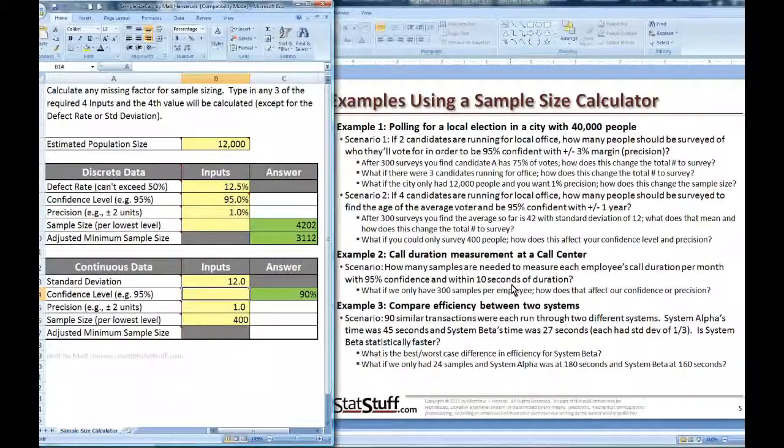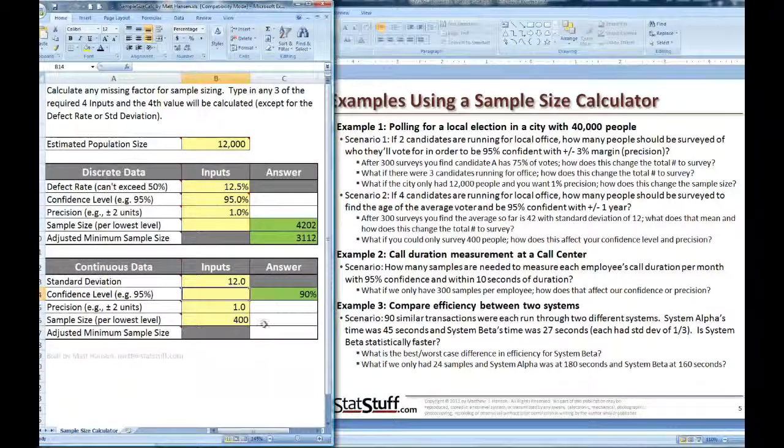So in this example, what we're trying to figure out, again, is how many samples need to be collected, but what we're trying to see is to measure each employee's call duration per month. So call duration, we might say, is measured in seconds. We've already identified that we want to measure it within 10 seconds, so that might be our precision. So we're going to measure things in seconds, and that's going to be a numerical value, which is a continuous value. So in this case, we know we're going to use this continuous data calculator. And I know also that my population for the calls that we might have is going to be large.